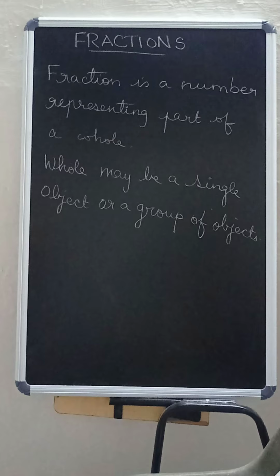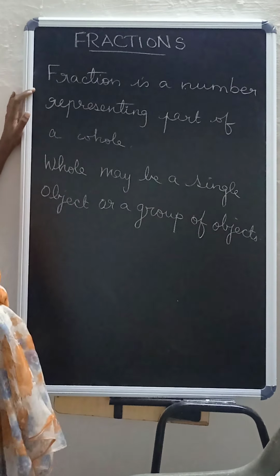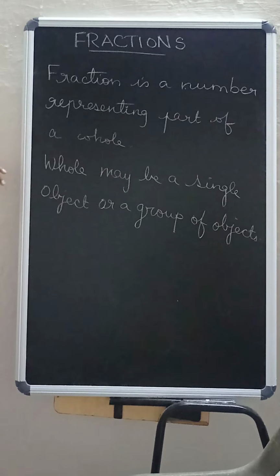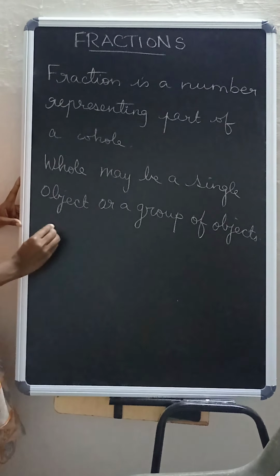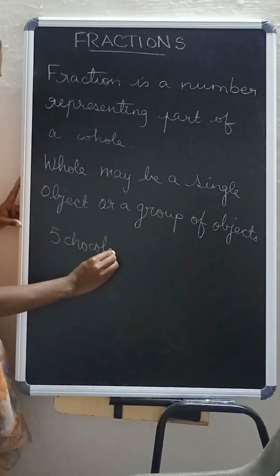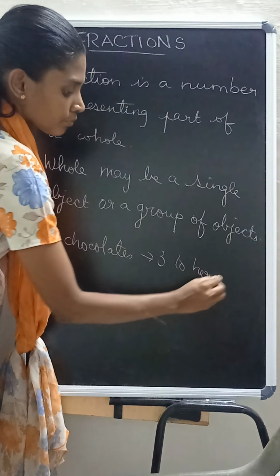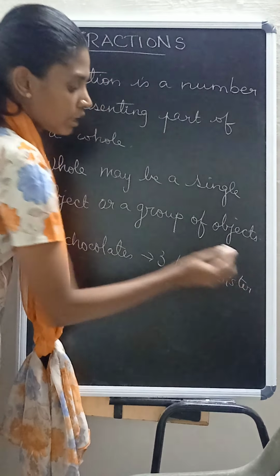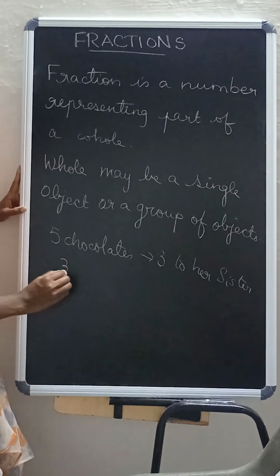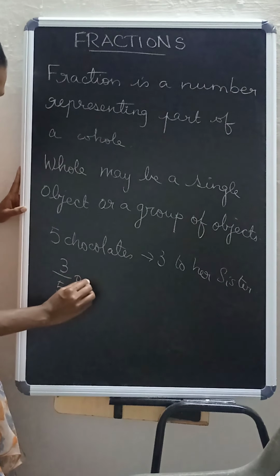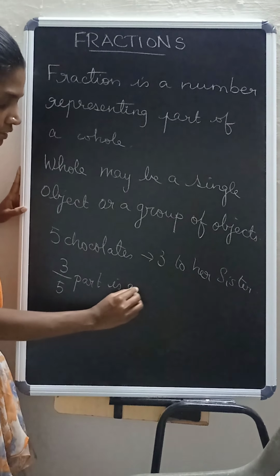Now definition of fraction. Fraction is a number representing part of a whole. Now what is a whole? A whole may be a single object or a group of objects. Now see, Kavita has 5 chocolates and she gave 3 to her sister. Now how will you represent this in fractions? 3 out of 5 part is given to sister.